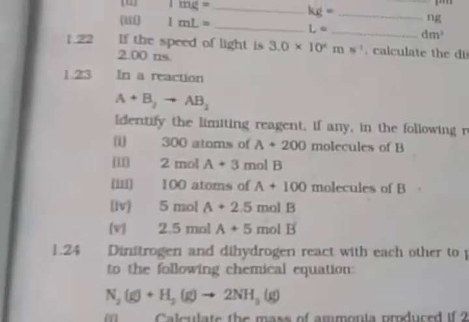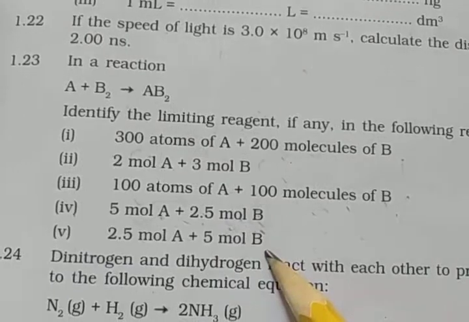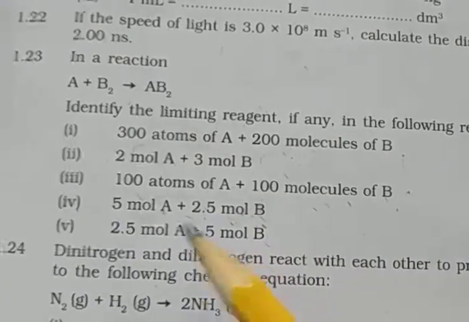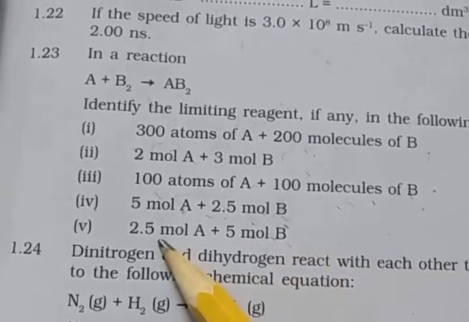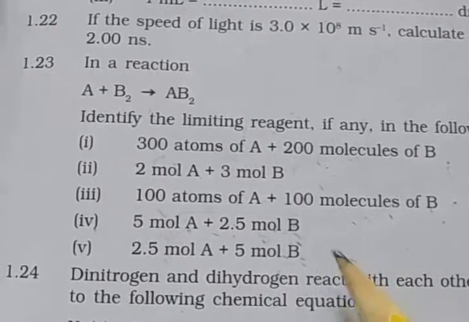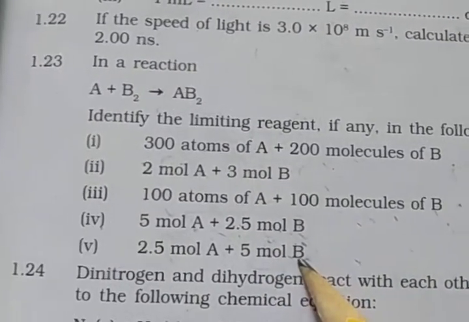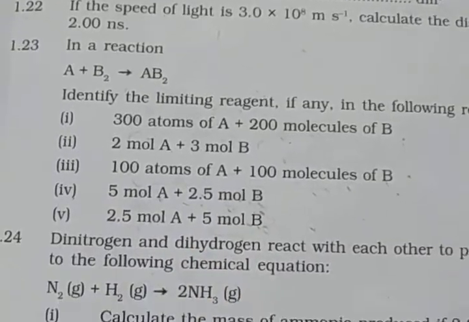Then question number 5: 2.5 mole A plus 5 mole B. Same concept: 1 mole of A combines with 1 mole of B. So here 2.5 mole A is given, so it will combine with only 2.5 mole of B. So the remaining 2.5 mole of B will be left. That means A is the limiting reagent.